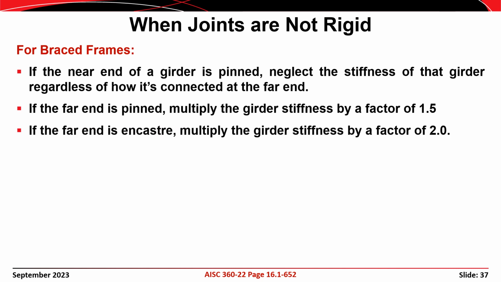Finally, if the near end of the girder in a brace frame is rigidly connected and the far end of the girder is incastra, then you multiply the girder's stiffness contribution by a factor of 2 in the calculation of the joint stiffness ratio G.